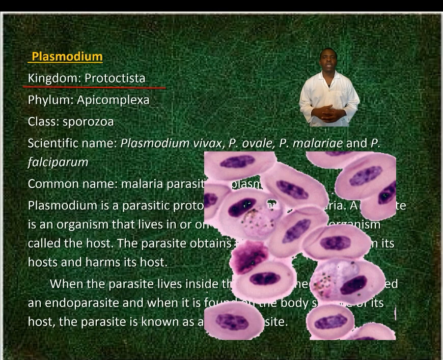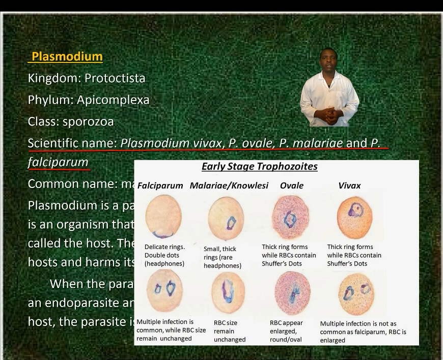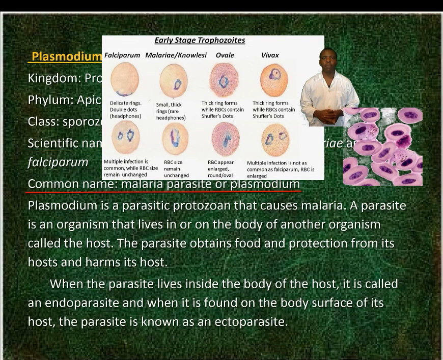Plasmodium. Kingdom Protoctista. Phylum Apicomplexa. Class Sporozoa. Scientific names: Plasmodium vivax, Plasmodium ovale, Plasmodium malariae, and Plasmodium falciparum. Common name: malaria parasite or Plasmodium. Plasmodium is a parasitic protozoan that causes malaria.